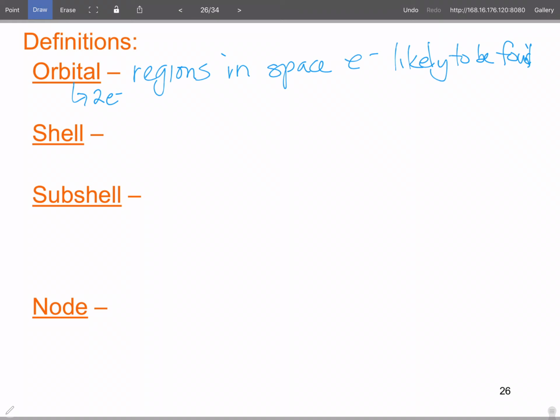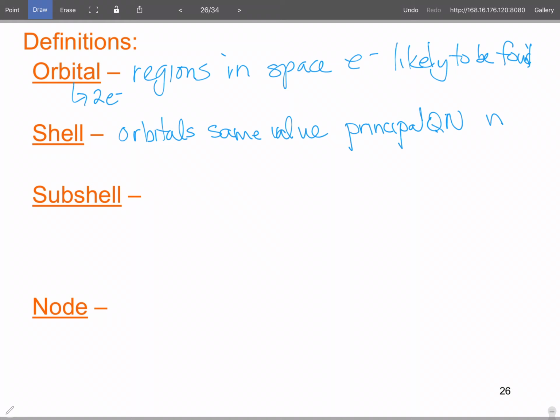A shell is the orbitals that have the same value of principal quantum number, that means n. They're all in the same shell if they have the same n. So 1s would be in a shell by itself. But let's go to 3. 3s, 3p, 3d, those would all be in the same shell.